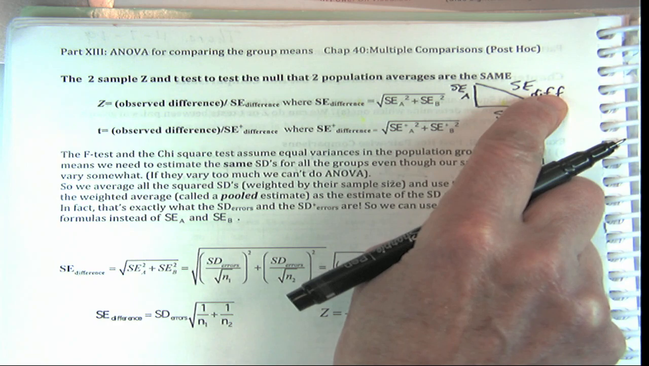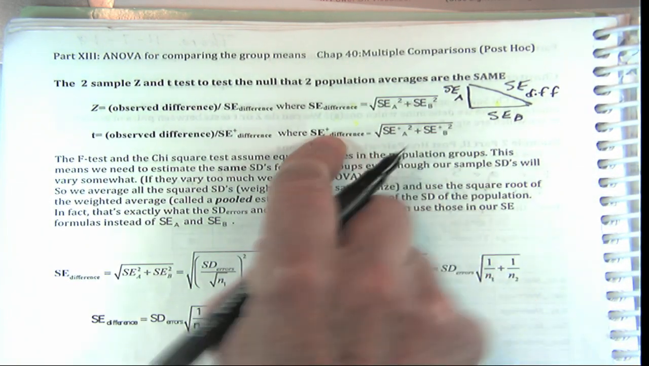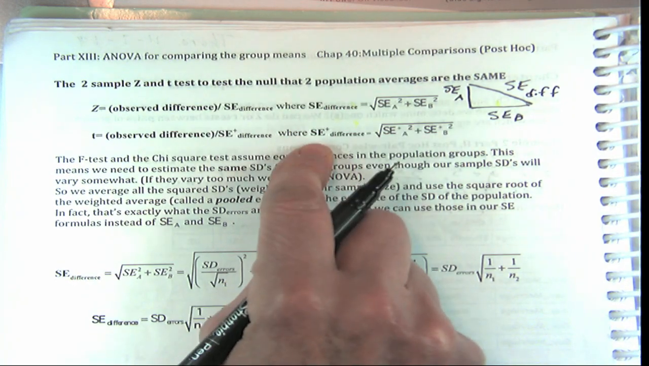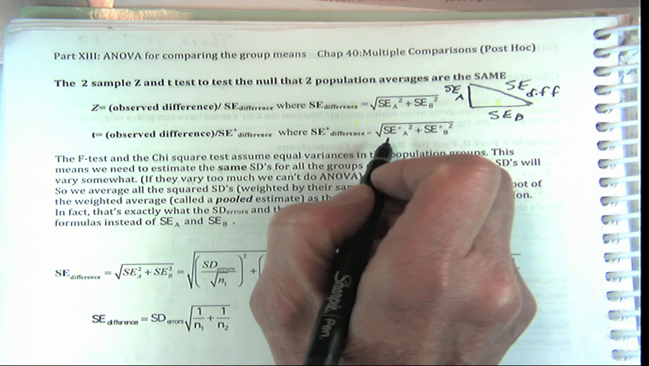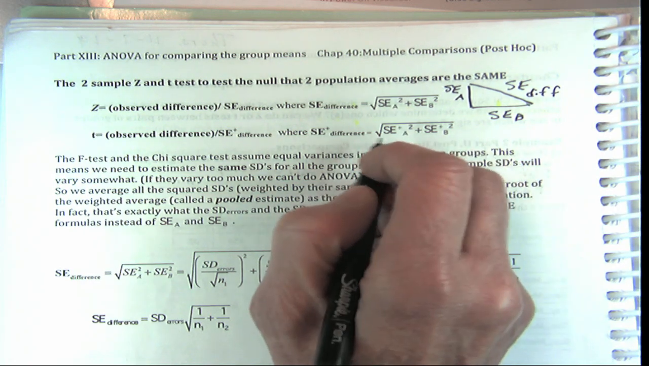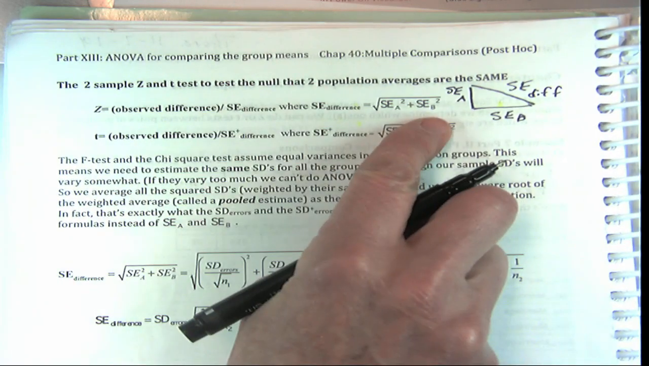This is bigger than either one of them, but smaller than the sum of them. Okay, so we've done that. And then this is for a z-test. For a t, we just make those a little bit bigger by dividing through by n minus the number of parameters. You're used to n minus 1, but now we have more parameters, okay? So that's what we've already done.